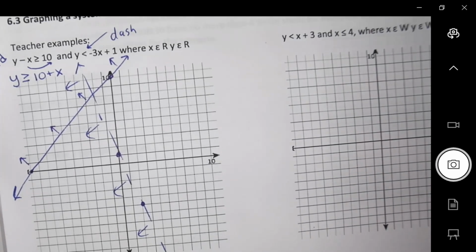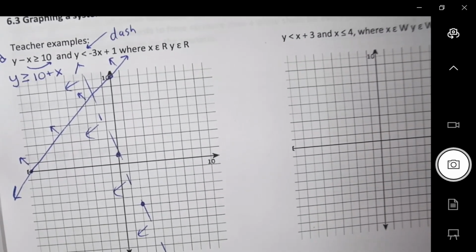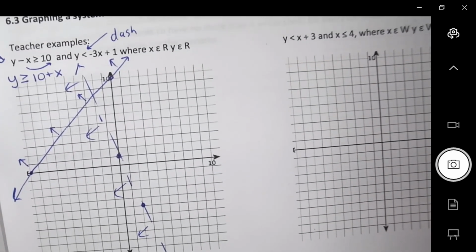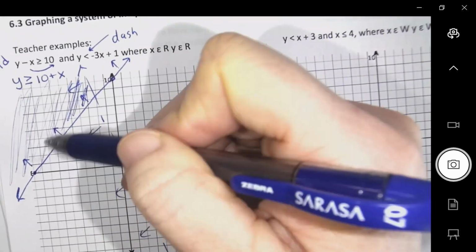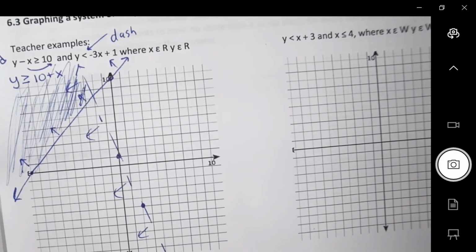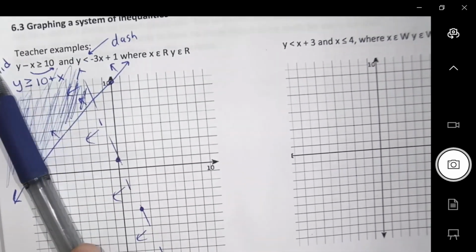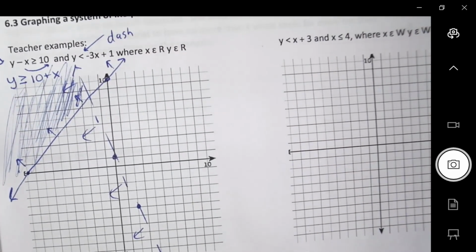So where am I going to shade that's going to work for both lines now? It has to be on the one side and the other side. So which section works? Any coordinate in this zone will work, because I had to be below this line, but at the same time I had to be above that line.